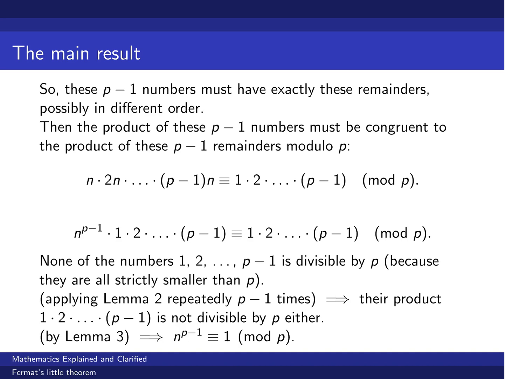by lemma 3 we can cancel this second factor from both sides, and what we get is n raised to the power p minus 1 is congruent to 1 modulo p, and this is exactly what we needed to prove. So this concludes the proof of Fermat's little theorem.